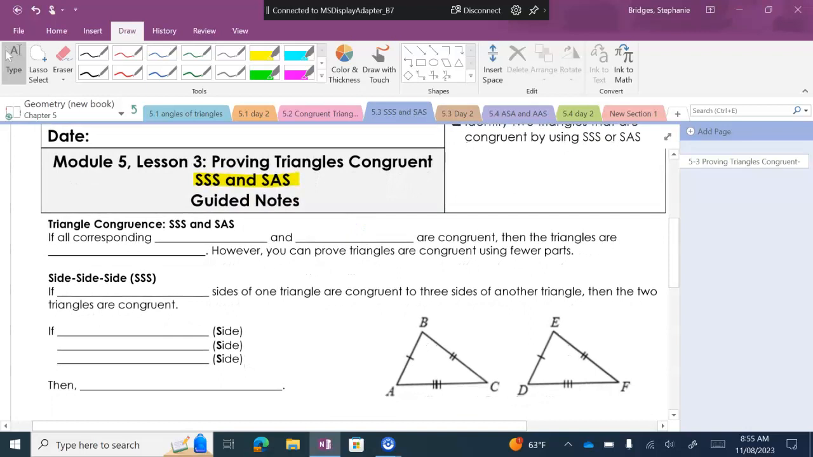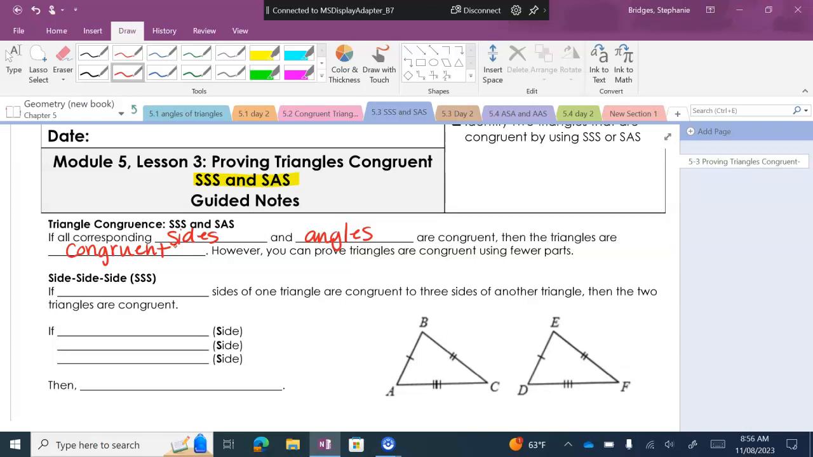If all corresponding sides and angles are congruent. Okay, if I tell you that all three angles in one triangle are congruent to the other one, and all three sides of one triangle are congruent to the other three sides, then we are able to say that those triangles are congruent to each other. However, we're not always given all of that information. We're not always told that all three angles are the same, or that all three sides are the same. So technically we're going to talk about in total 5 different ways to prove triangles congruent.